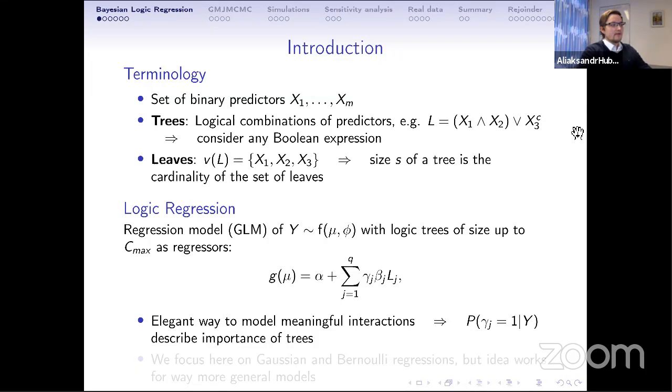In addition, we have a very natural way of describing the importance of individual trees via the posterior marginal inclusion probabilities. Whilst today's talk is going to be mainly focused on the Gaussian and Bernoulli regressions, the idea is much more general and can be applied to broader classes of models. In the rejoinder, we are going to present, for instance, the extension to latent Gaussian models.